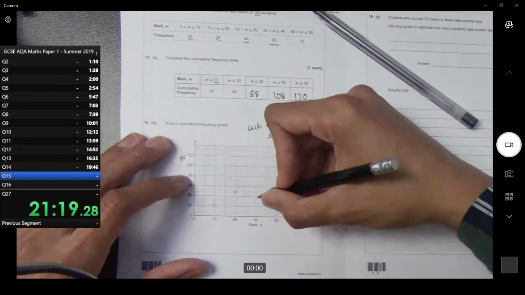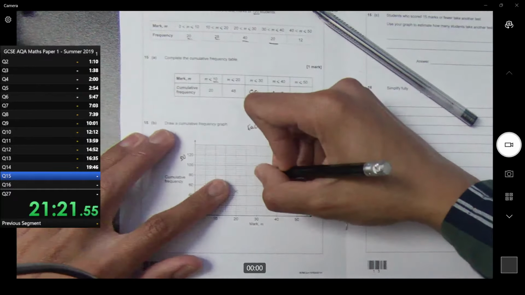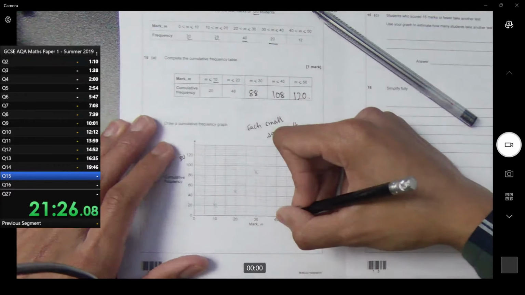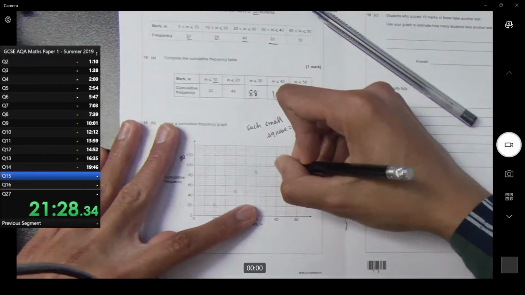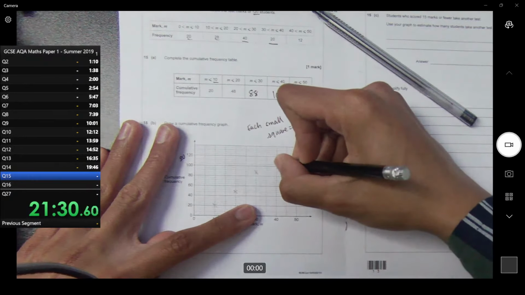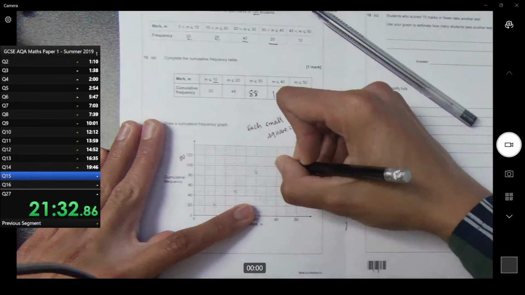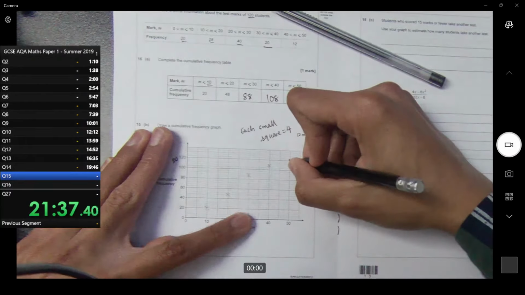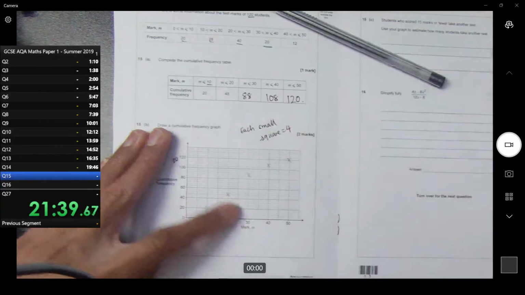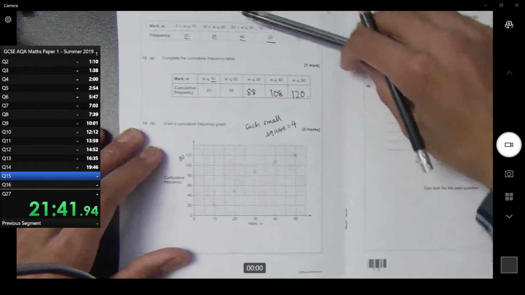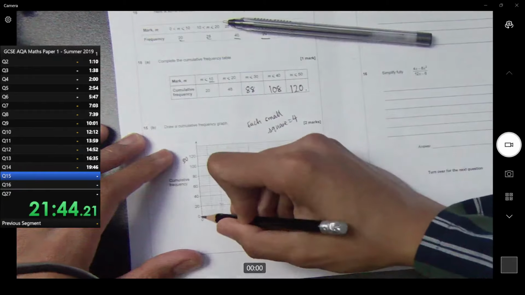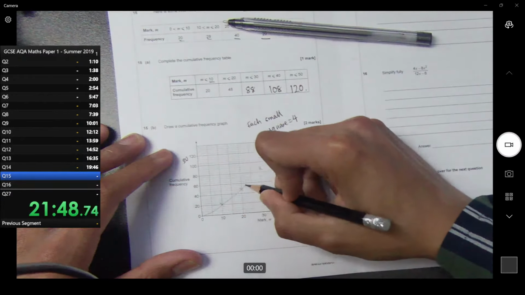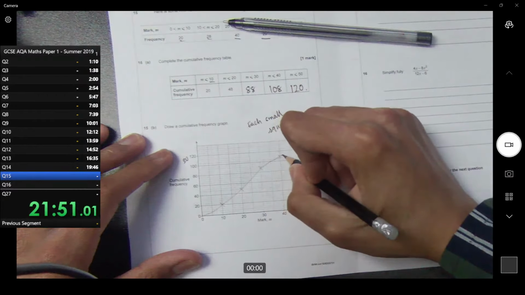88 at 30, so 2 squares up again, 40, that'll be 108, so another 2 squares up, and at 50 finally we get to 120. And what we'll do is we'll plot a very smooth curve that goes through all the points. You need to just do it in one go almost.